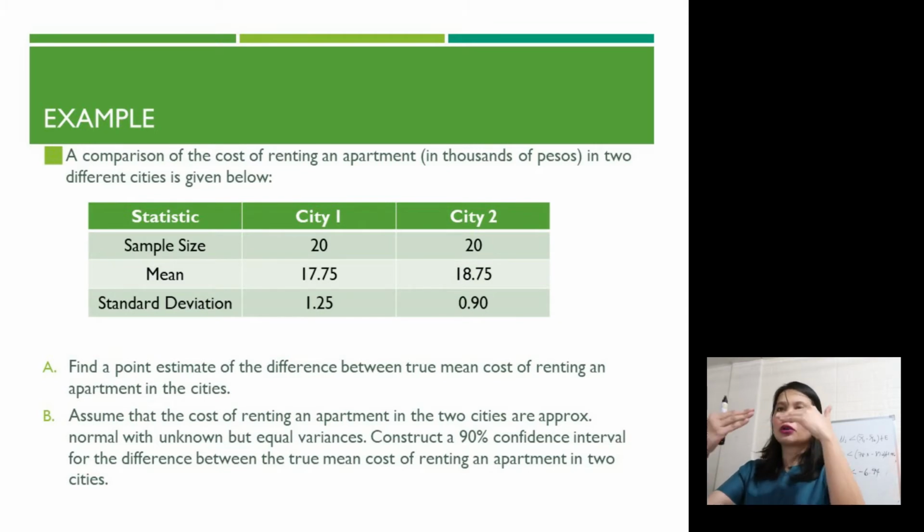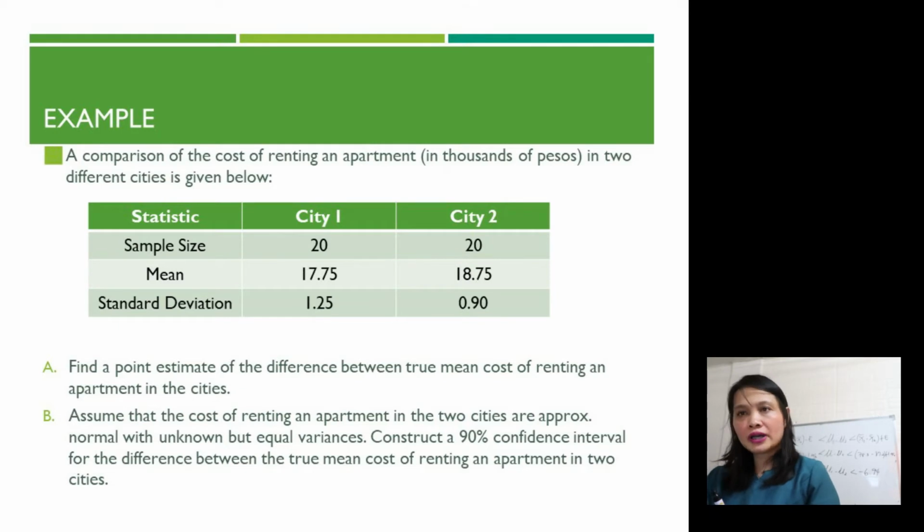Again, if the sample size is less than 30, we will be using the T distribution if the standard deviation is not given. Okay? So gagamitin natin yung T distribution. In here, the mean is 17.75 and 18.75, and the standard deviation is 1.25 and 0.90.